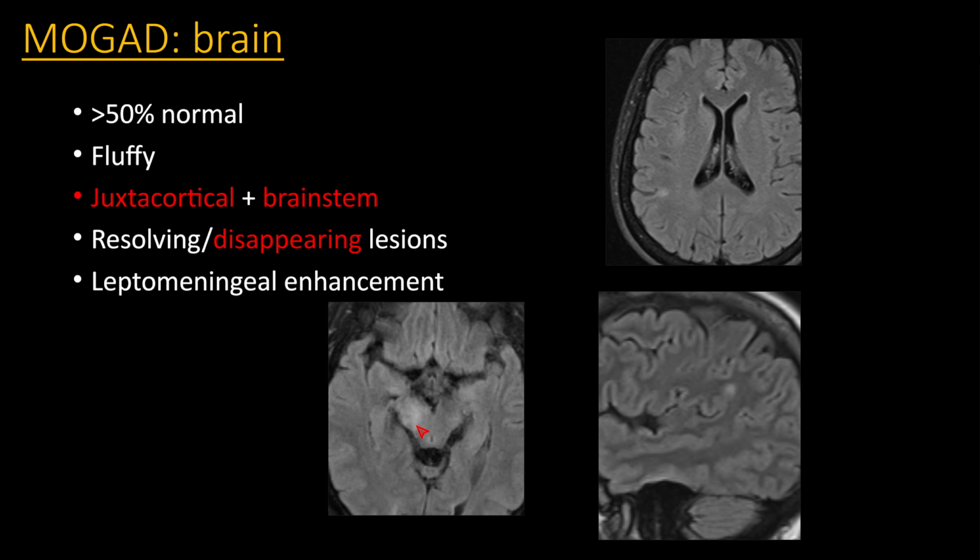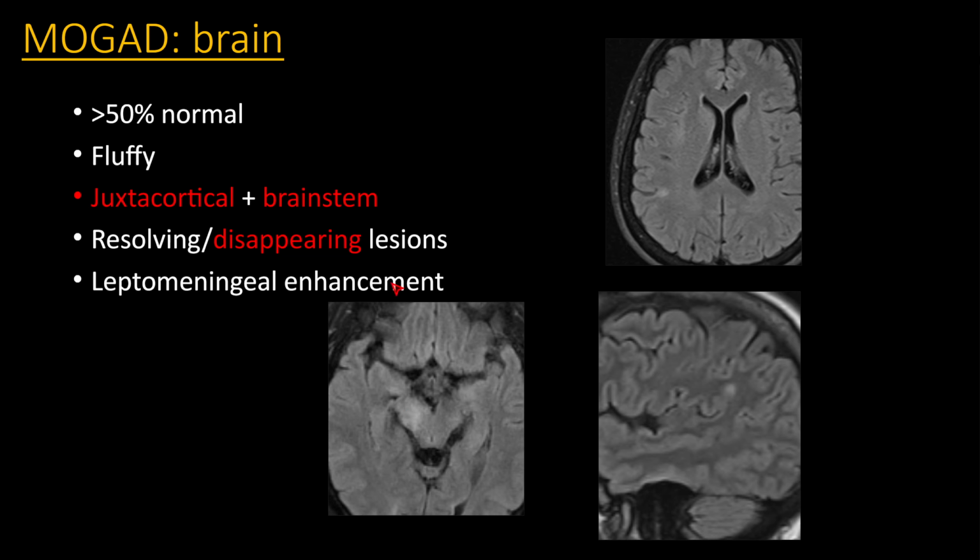Another thing that happens in MOGAD more so than other diseases is that these lesions, with time, almost half of the time, tend to fully disappear on follow-up, and that's something you don't really see with other demyelinating diseases. With MS, for instance, lesions can become substantially smaller, but you usually see a remnant of the lesion on follow-up, versus with MOGAD, a lot of times they actually fully go away on follow-up.